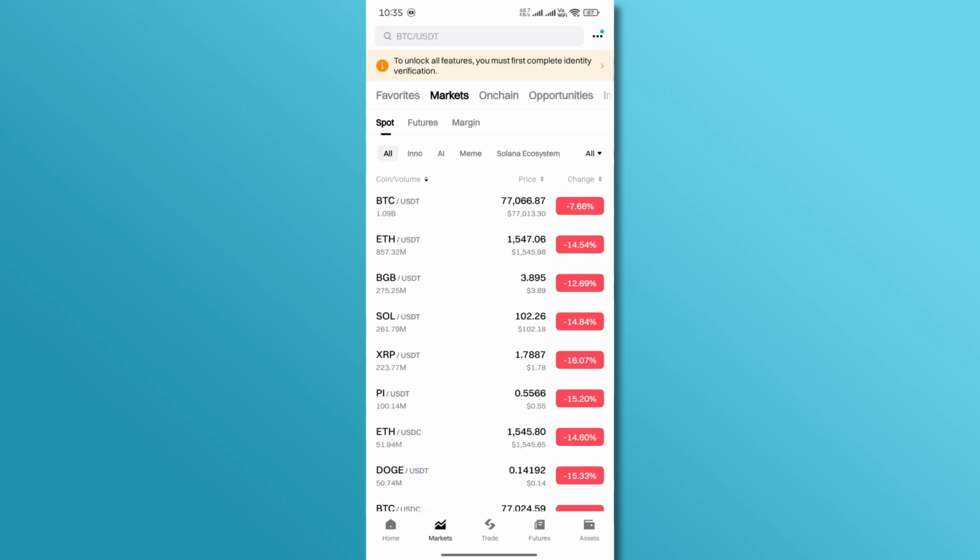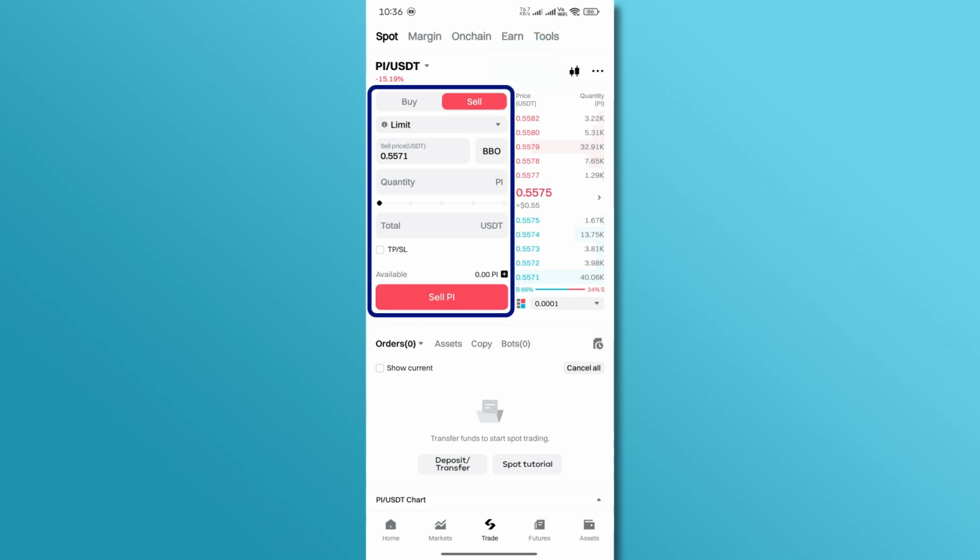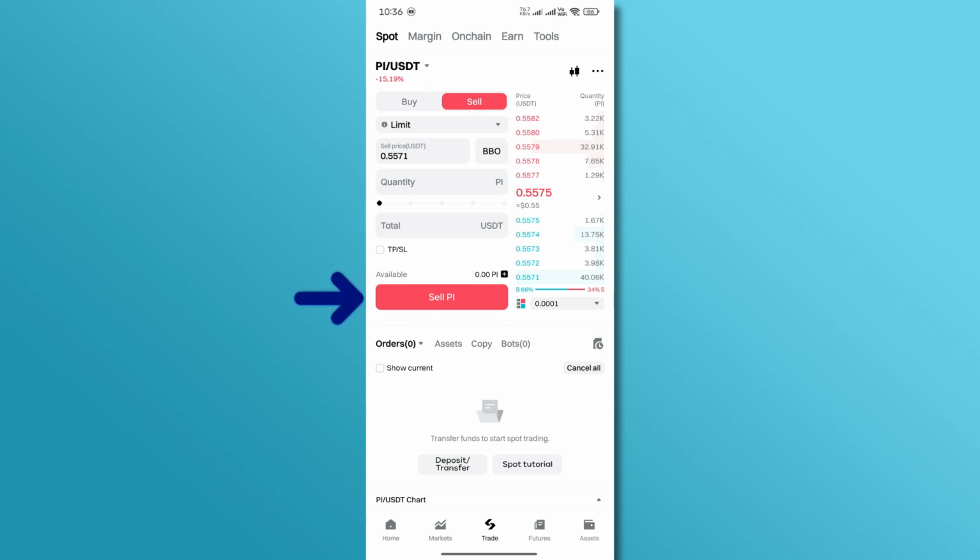Tap on Markets and search for Pi/USDT or any pair available. Once you find the trading pair, tap Sell. Enter the amount of Pi you want to sell and select your preferred price or use the market order for a quick sale. Review the transaction, then tap Sell Pi. The funds will be credited to your USDT balance once the order is filled.